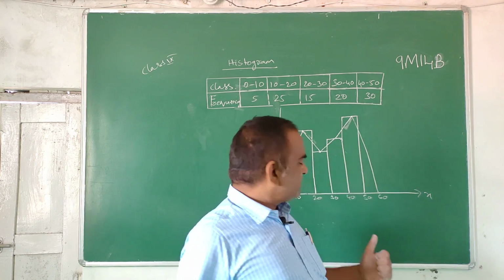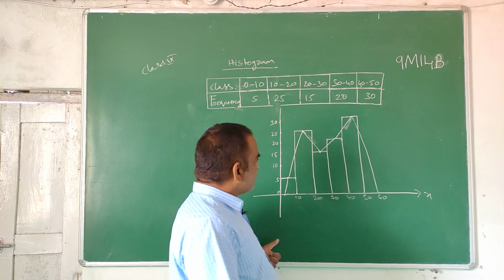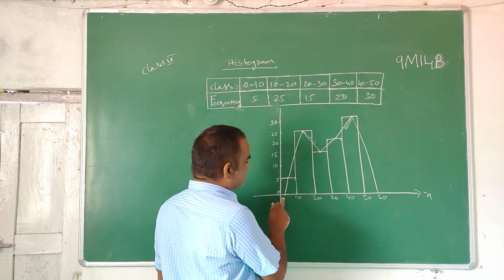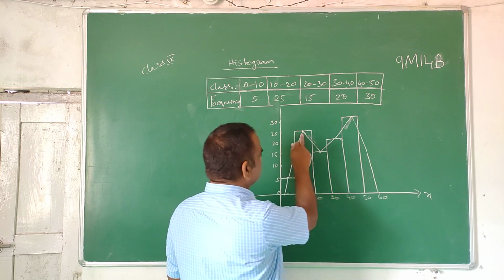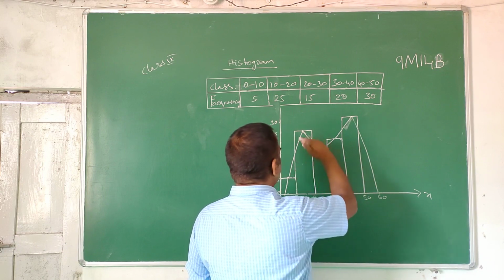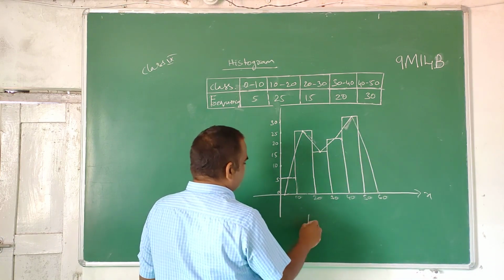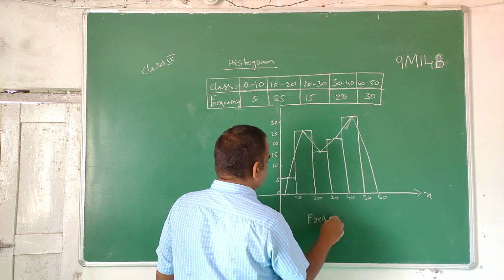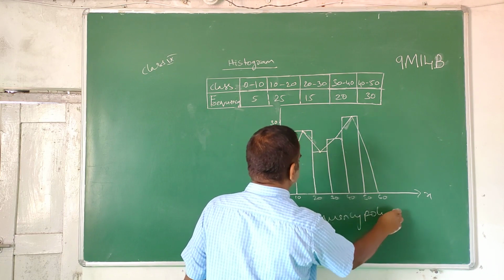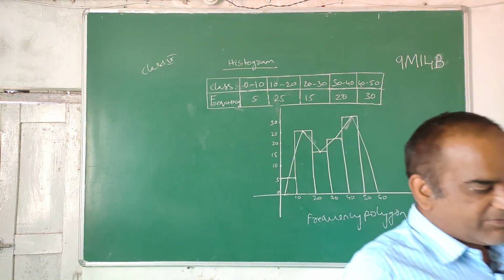So to draw a frequency polygon, first you have to draw the histogram. After drawing the histogram, you have to plot the exact midpoints of the classes. After that, all those midpoints are to be joined with line segments. Then it is called frequency polygon. Did you understand what is frequency polygon?